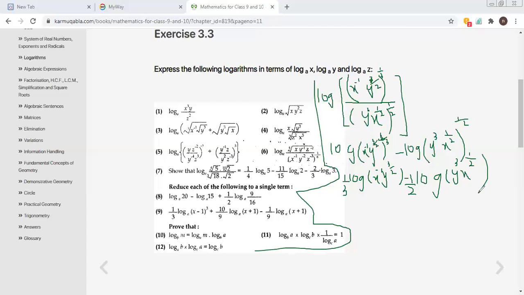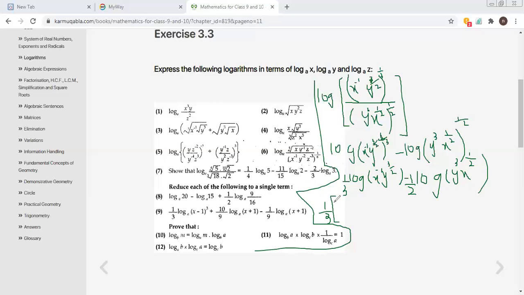Hello, Aisha. Yes, miss, one upon 3, solve. We will write 1 upon 3 as it is. You can see that the power is in product form, so we will solve it according to law number 1.